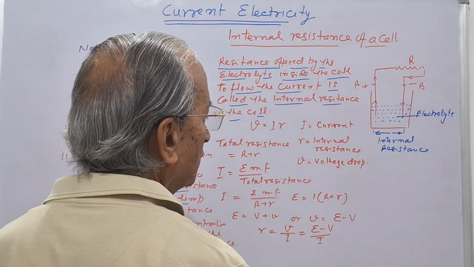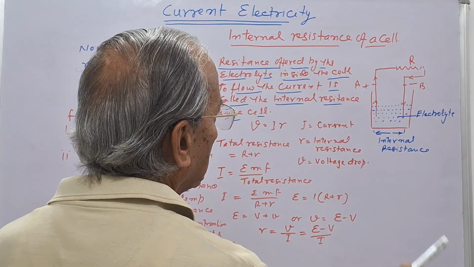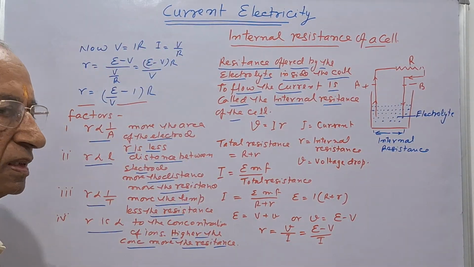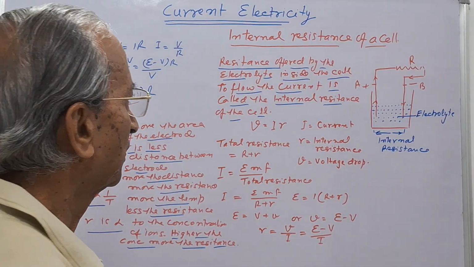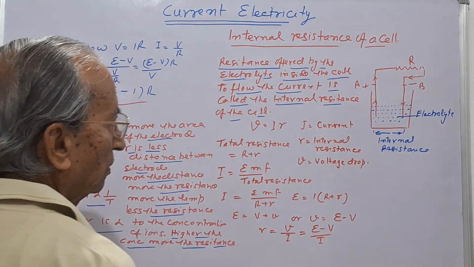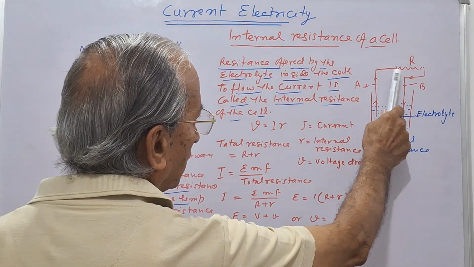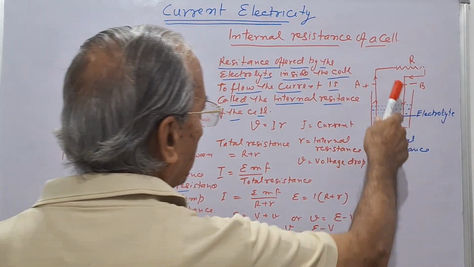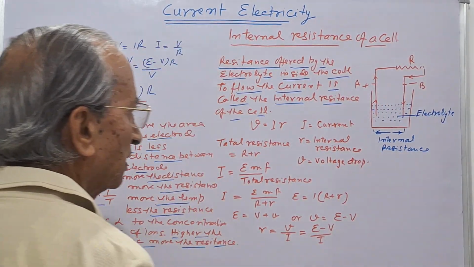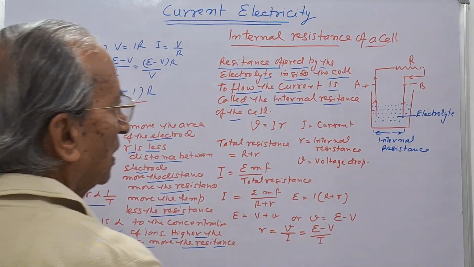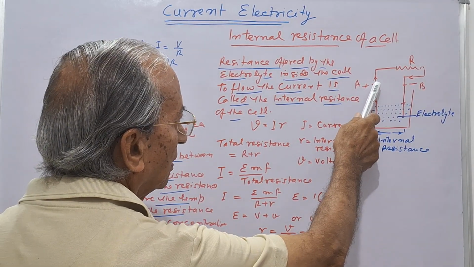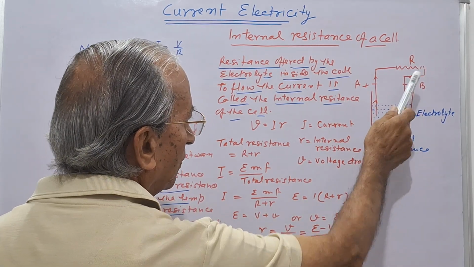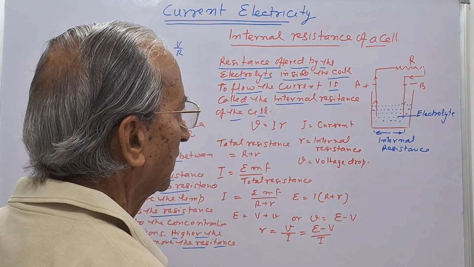When the cell is not in use, the potential difference between the two ends is the electromotive force. Now, if we put a resistance or an appliance in the circuit, current will flow from the positive to the appliance, then go back by the negative end.